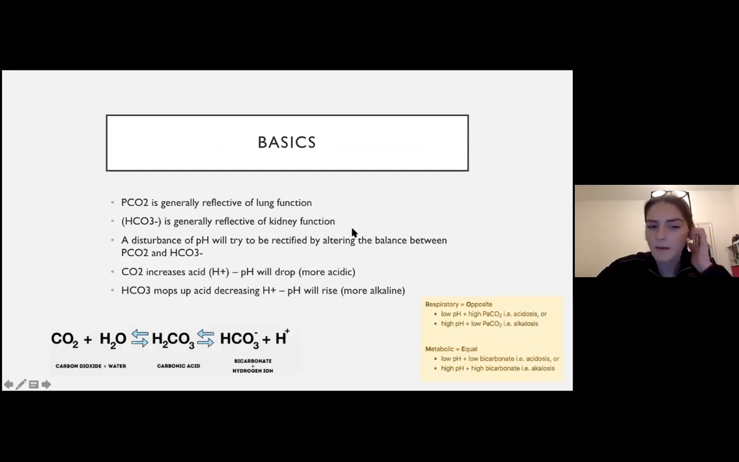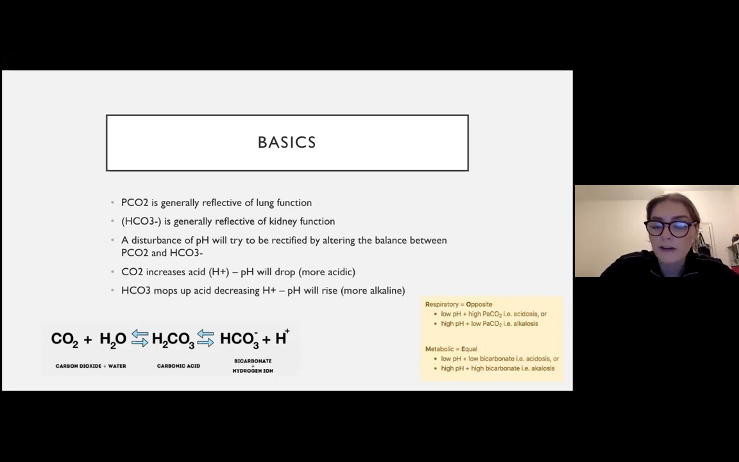When you're looking at an ABG, I'm going to go through the basics of what drives the background of an ABG. I'm not going to go into this in too much depth, but there's so much out there about it if you are confused, like YouTube videos. CO2 generally reflects lung function, and HCO3 reflects kidney function. So a pH change is a disturbance in one of these things.